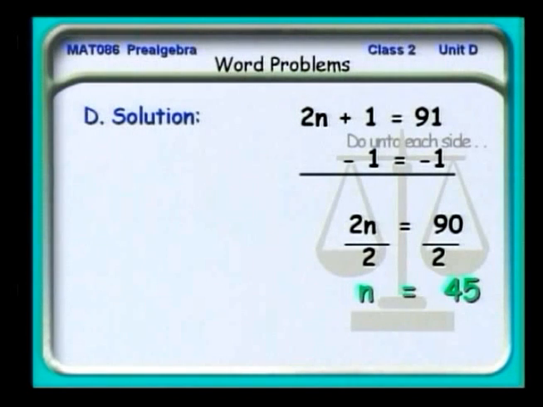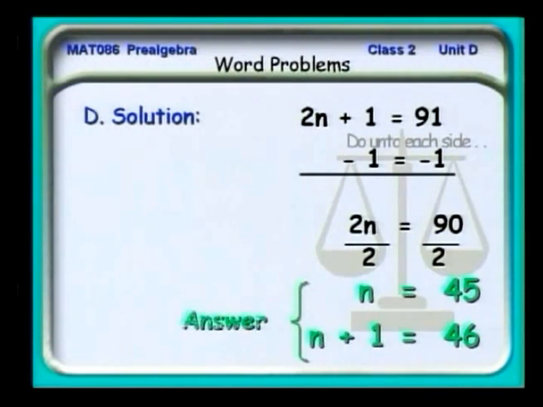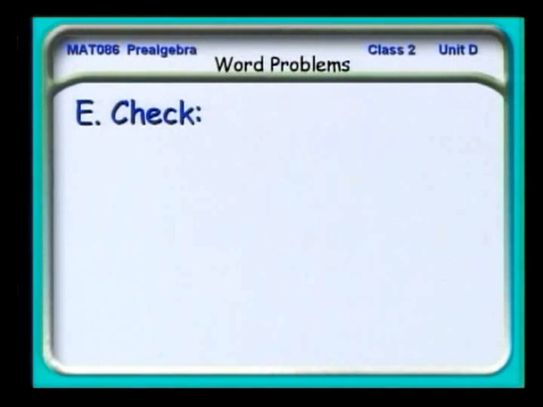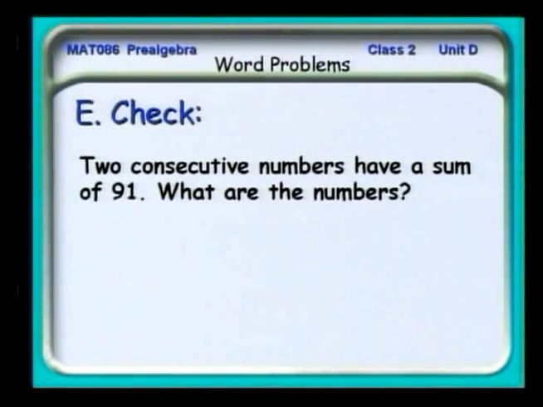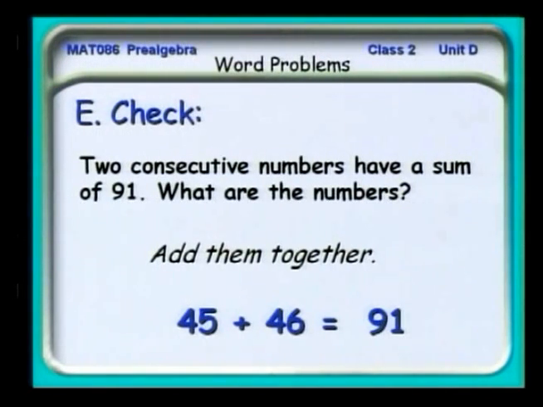But I'm not done because the question asks for two consecutive numbers. N is the first number, n plus 1 is the second number. So the two numbers we found are 45 and 46. The last thing we need to do is check our answer. Is this reasonable? And we know that the sum of those two numbers has to be 91. So we can add them together, and we find, in fact, 45 plus 46 is 91. So we can be very, very sure that we've answered this problem correctly.